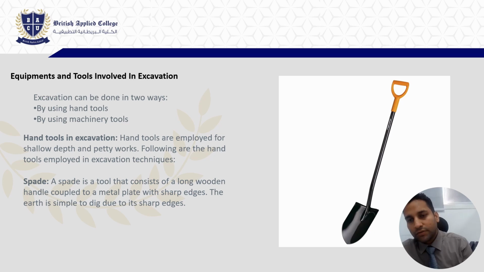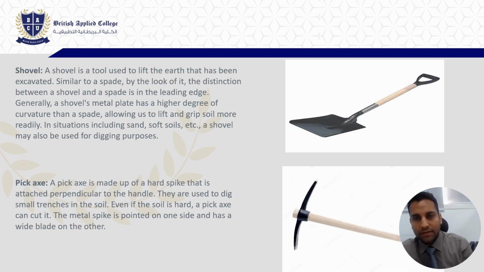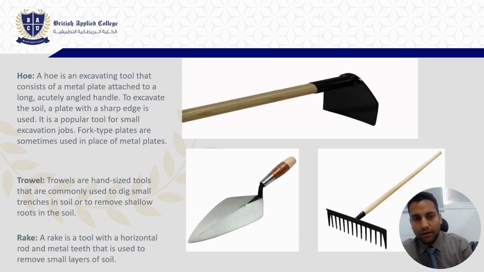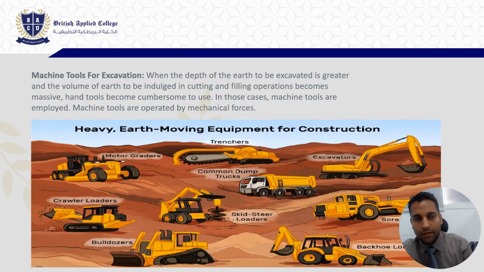So, the equipment used while you do the excavation, some of those I have mentioned here. Hand tool excavation such as your spade. You can see this is the shovel and pickaxe. These are hoe, trowel and rake. And then machine tools for excavation would include your bulldozers, crawlers, backhoe loaders, trenchers. All these are your machine tool excavators.